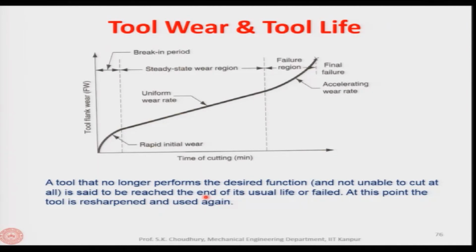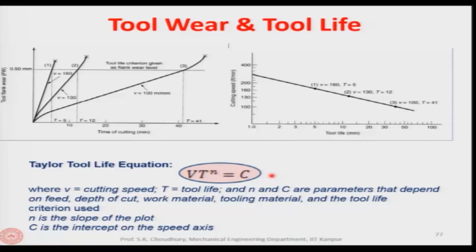So, the definition of tool life is very difficult, in the sense that it is hard to say when the tool life is over. Overall we say that if the tool is not performing as per our criteria, then the tool life is over, and then we resharpen the tool, so that the previously made geometry of the tool is again given to the tool. For example, here it is shown the time of cutting and the tool flank wear.